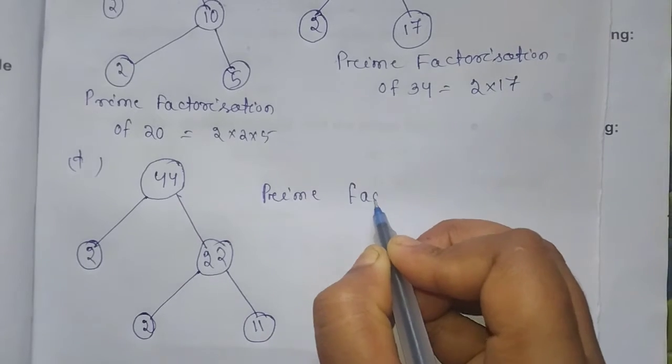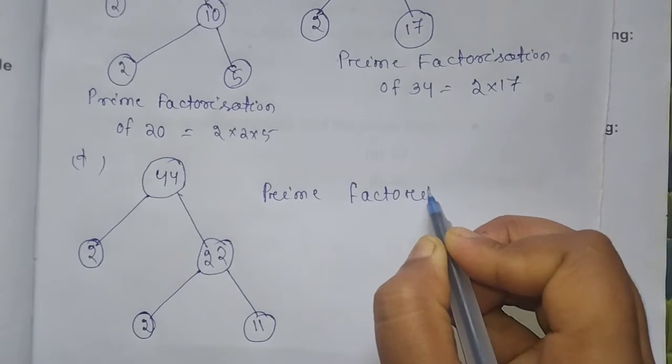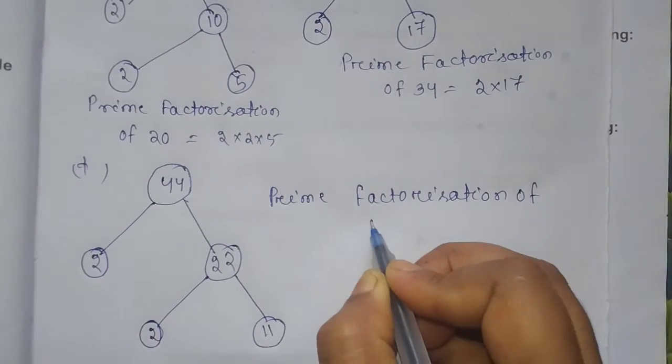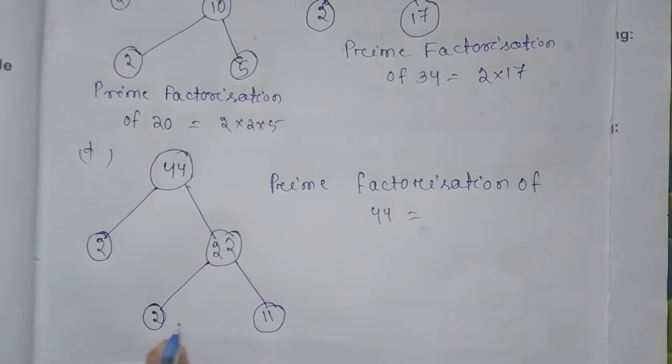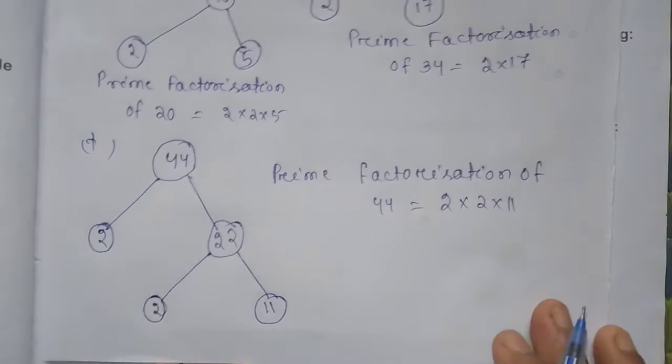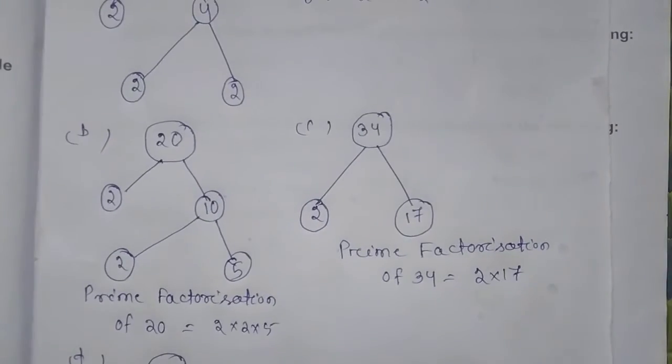prime factorization of 44 equals 2 into 2 into 11.